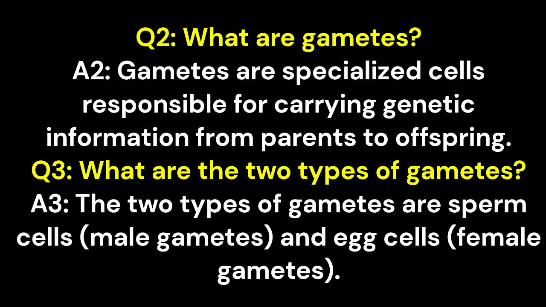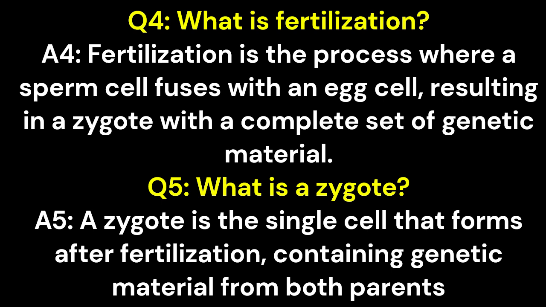A2. Gametes are specialized cells responsible for carrying genetic information from parents to offspring. Q3. What are the two types of gametes? A3. The two types of gametes are sperm cells, male gametes, and egg cells, female gametes. Q4. What is fertilization?